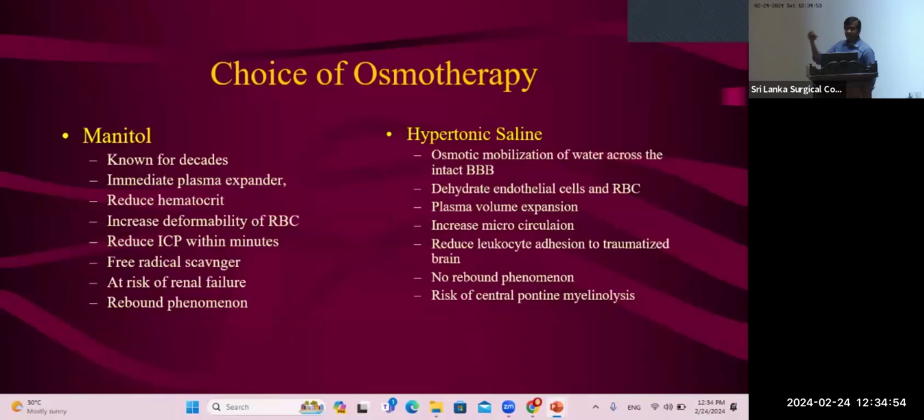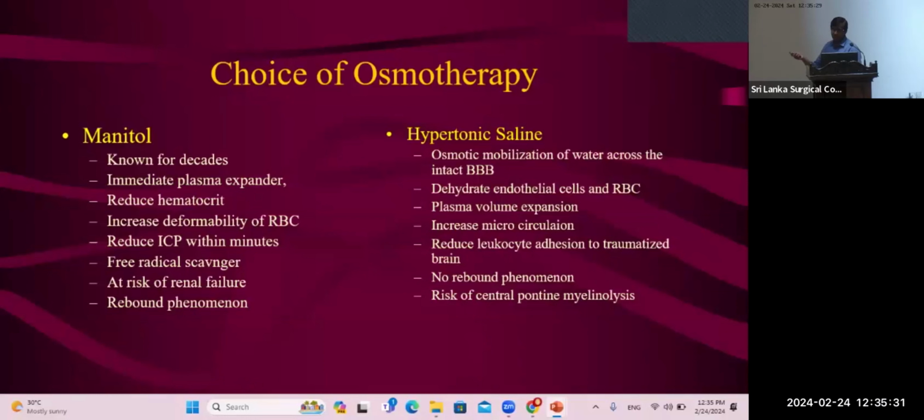And then hypertonic saline. Hypertonic saline mobilizes water across the intact blood-brain barrier. So its effect is in the normal brain, not at the place where the blood-brain barrier is damaged. It enhances the intravascular compartment and increases the cerebral perfusion. That's a good side of it. The plasma volume expansion also increases the microcirculation. And it reduces leukocyte adhesion in the traumatic brain. In the traumatic brain there is increased leukocyte adhesion and microvascular thrombosis, so it prevents leukocyte adhesion.